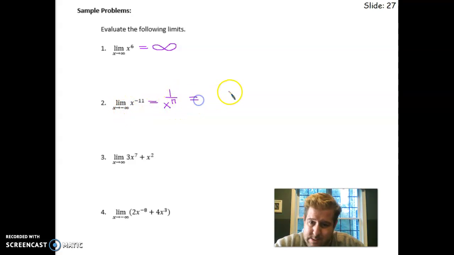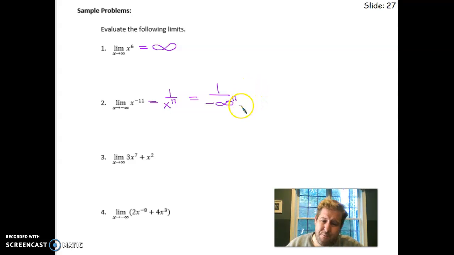Now, what I can do is I can plug in negative infinity in for x. So we have negative infinity to the 11th power. Now, think of negative a billion, whatever huge number that you can possibly think of. And if we multiply by itself over and over and over again 11 times, it's just going to keep getting bigger and bigger, bigger and bigger.